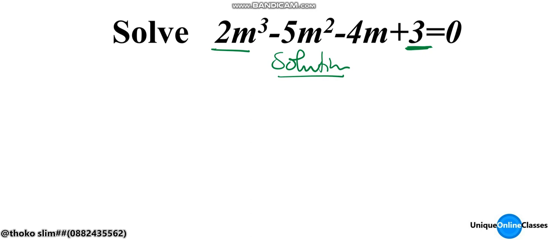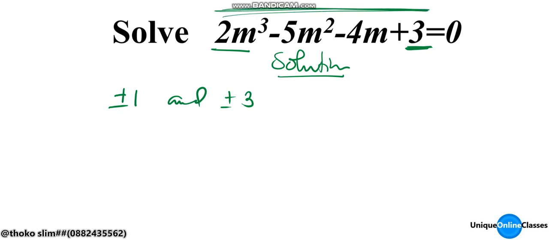The factors of 3, including the signs, are positive or negative 1 and positive or negative 3. In these factors, we are going to choose one. Without wasting much of our time, I think we could go with negative 1. So it's like m is equal to negative 1.